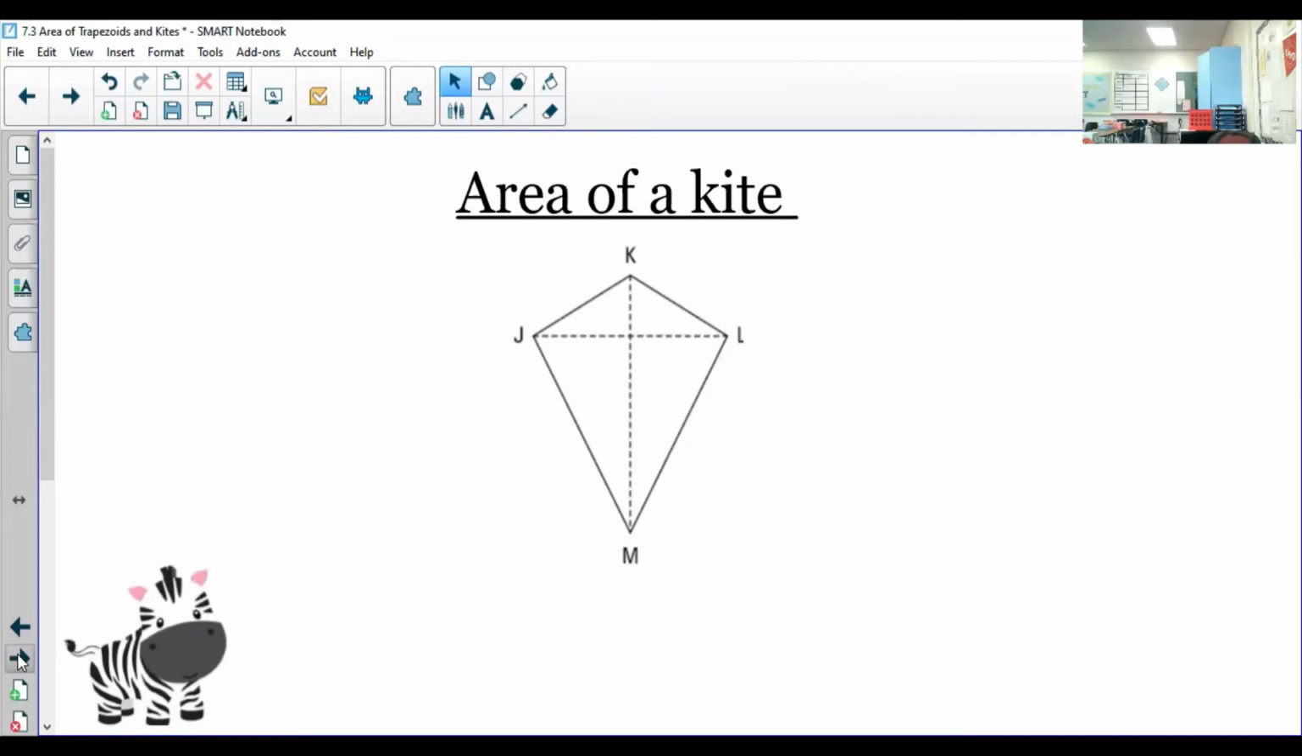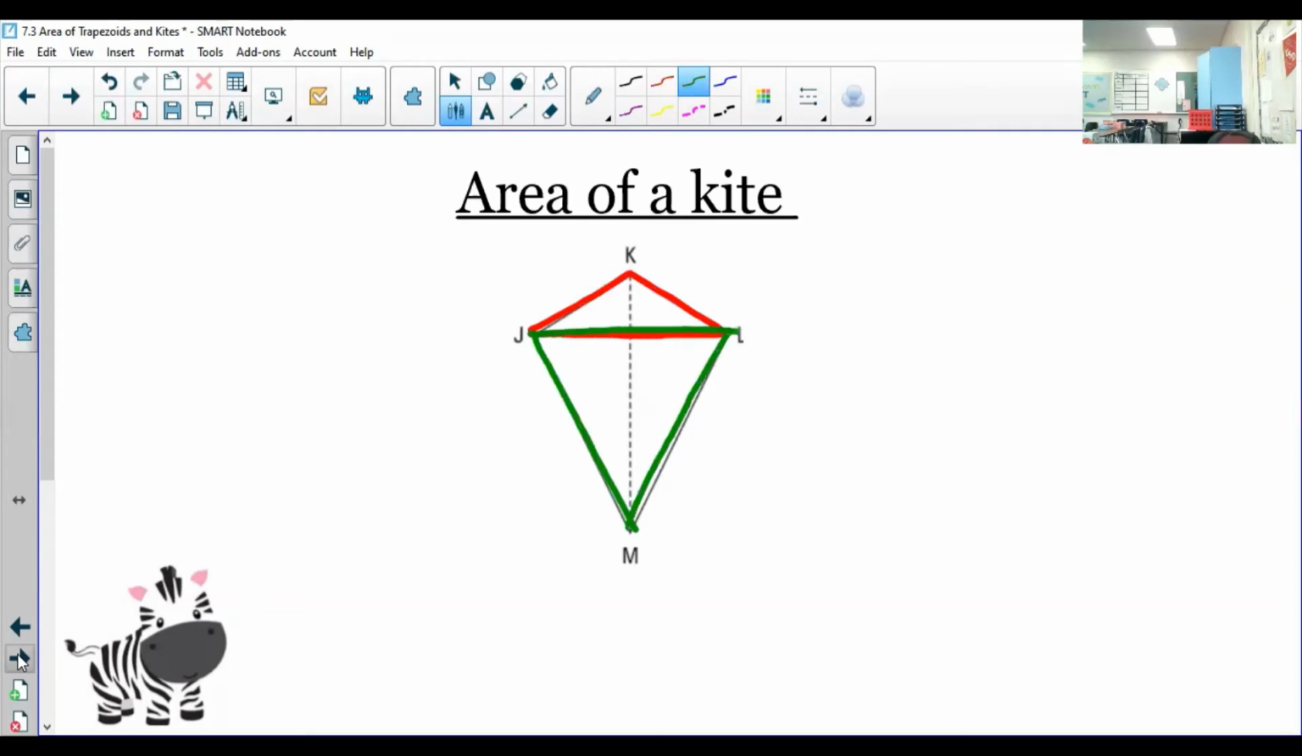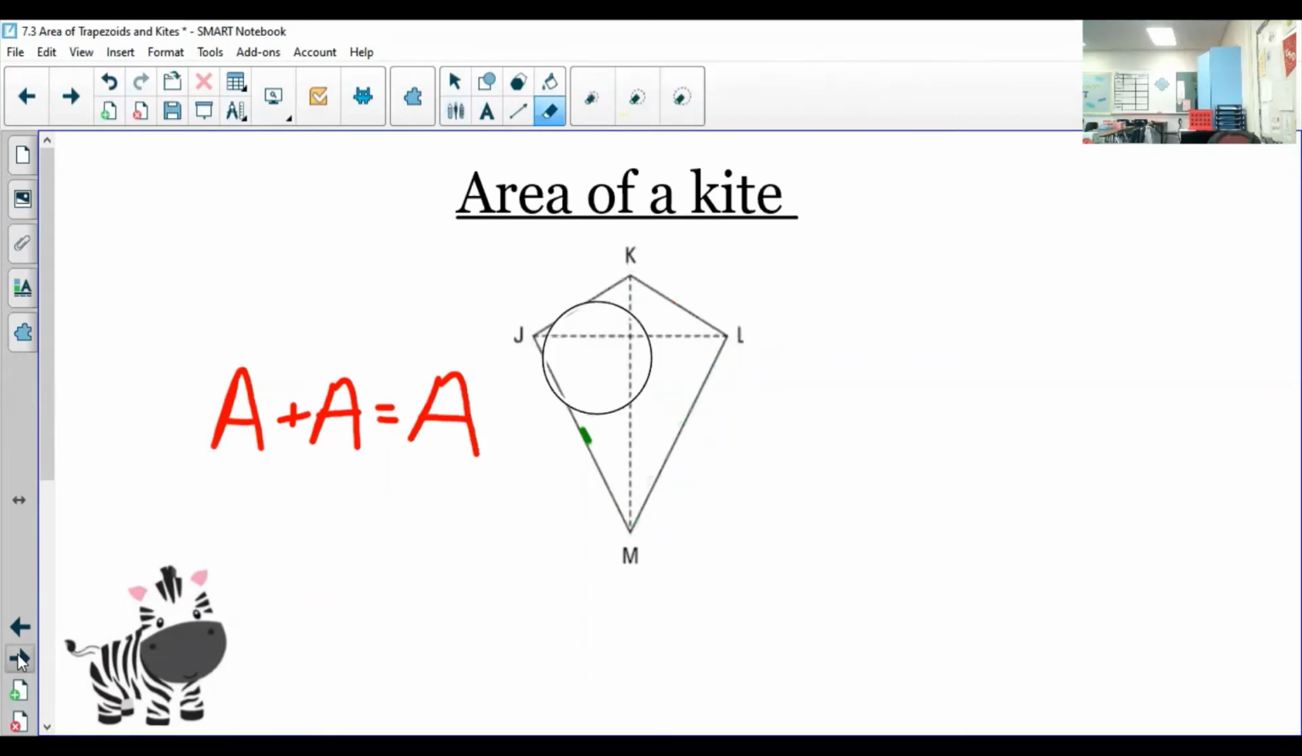Okay, so there are two ways to find the area of the kite. Okay, the first one is to break the kite apart into two parts. Because here's one triangle, and here's another triangle. So what could you do? You could find this area and this area and add them together, right? Area plus area equals area of the whole kite. That's one way to do it. Then there are also these dotted lines here, these.